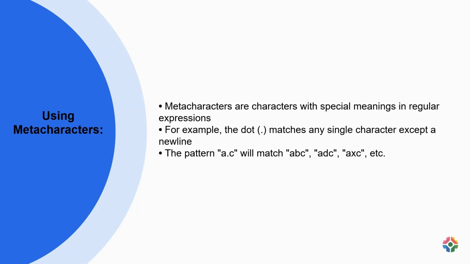Meta characters are special characters in regular expressions that carry specific meanings. One example is the dot, which denotes a placeholder for any singular character except for a new line. In practice, utilizing the pattern A.C in a regular expression would successfully match strings like ABC, ADC, or AXC, among others.